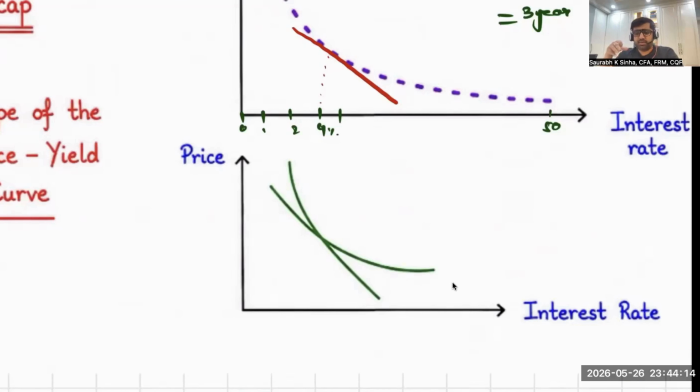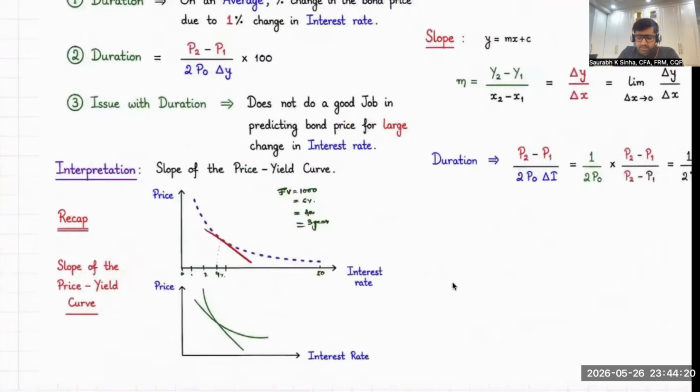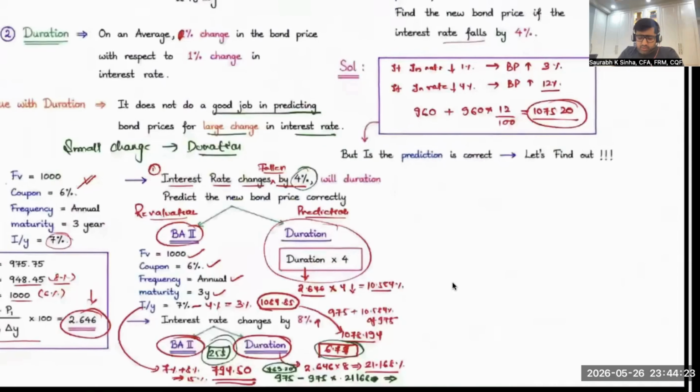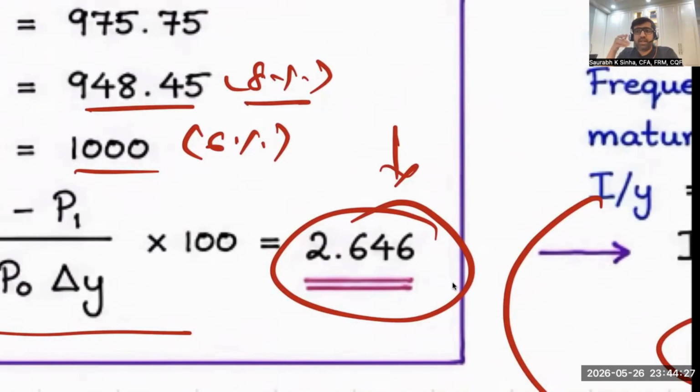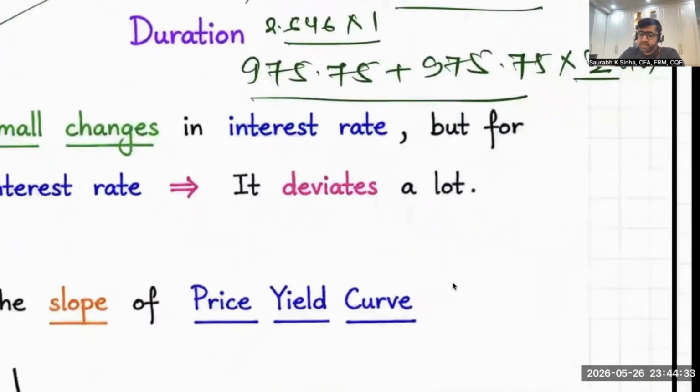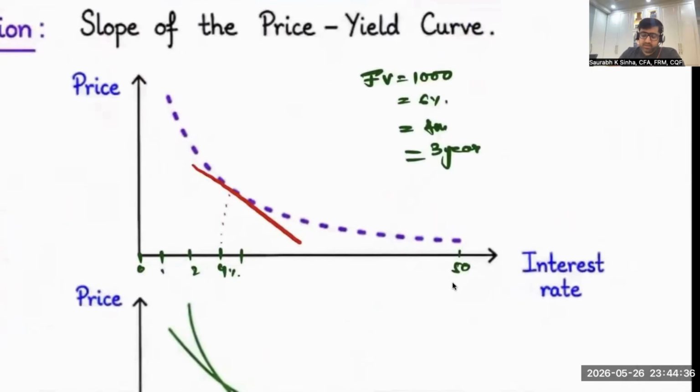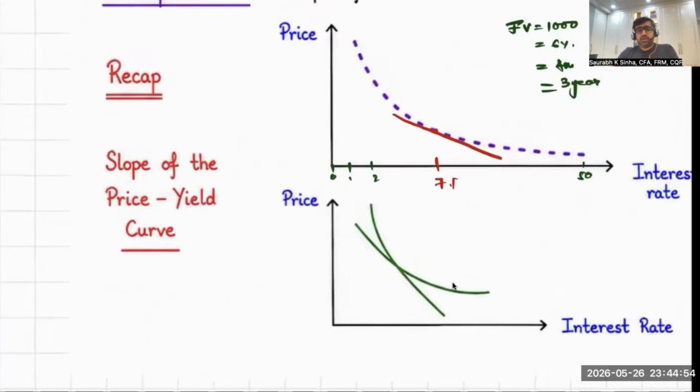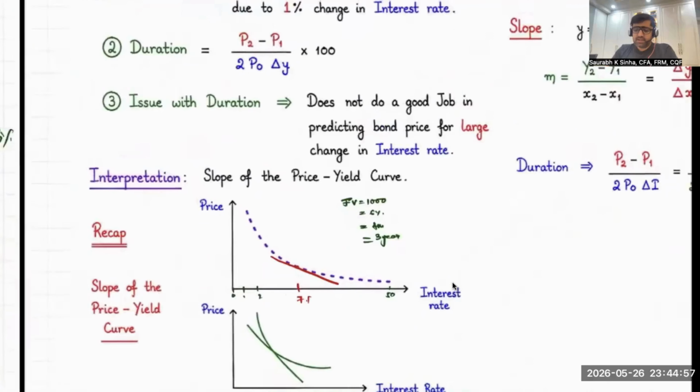If the interest rate is 7%, in the last session we calculated the duration at an interest rate of 7%, and that came to 2.646. It means at 7% interest rate, if you go back to this price yield curve and try to find out what the value of the bond would be at 7%, maybe this one, and plot a tangent or a slope, that is the duration. How come? So for that, let's first understand what the slope is.